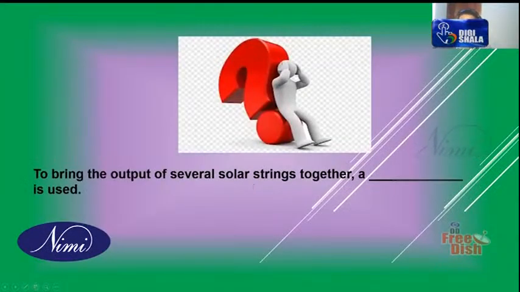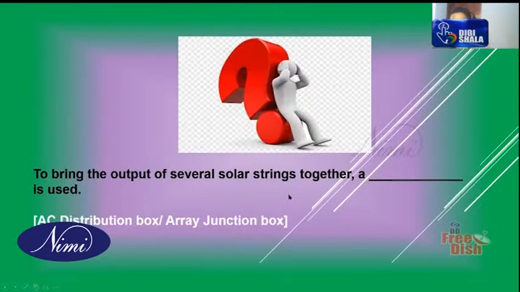Which distribution board is used to join solar strings together? The AC distribution board and the DC distribution board. The other name for the DC distribution board is AJB.